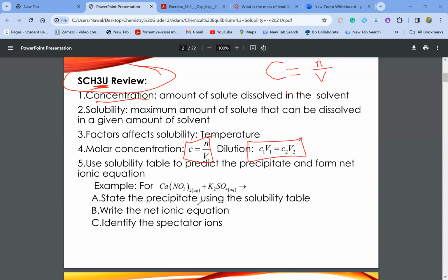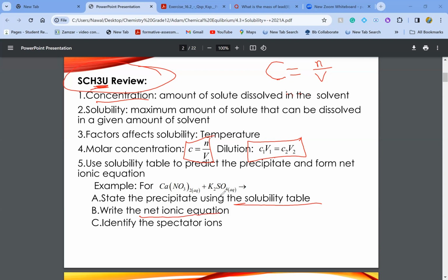He gave me an example, and you have to know the solubility table. Do you know the solubility table? He means the solubility rules. Do you know the solubility rules? That all nitrates are soluble. Silver is soluble except with chlorine, with iodide. Okay, and how to write the net ionic equation.